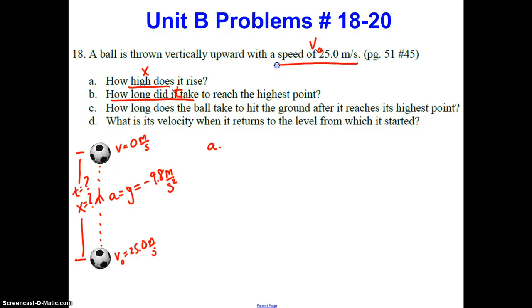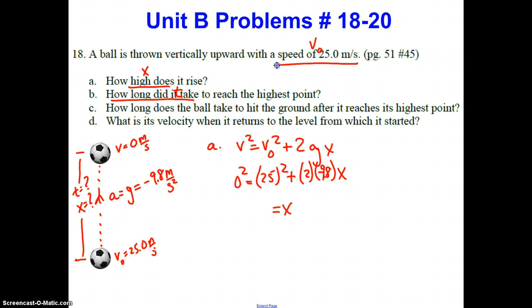For A, how high does it rise? So we're looking for x. We have v0, we know v, and we know a. Sounds like we should use, if we go to our reference table and inspect, v squared equals v0 squared plus 2ax. And what we can do in these problems is change the a to a g. 0 squared equals 25 squared plus 2 times negative 9.8 times x.